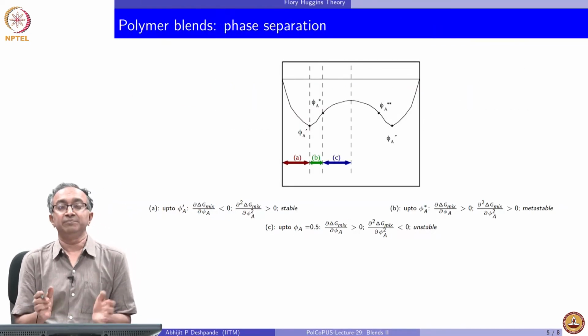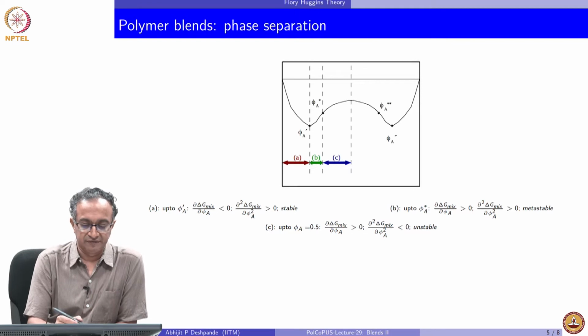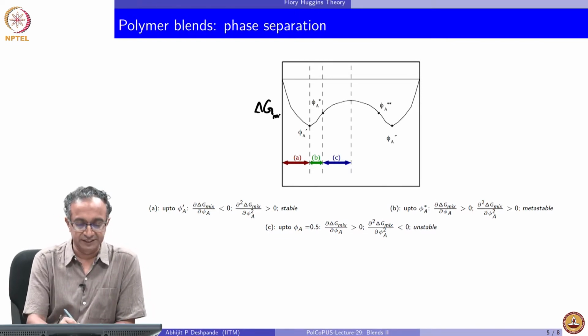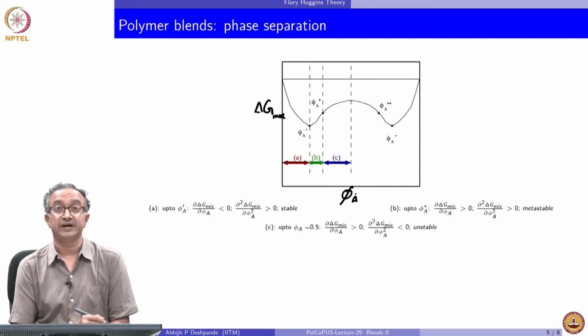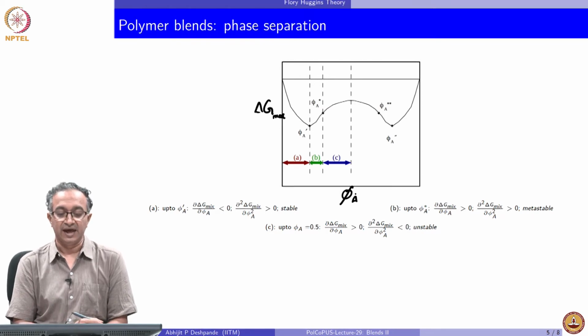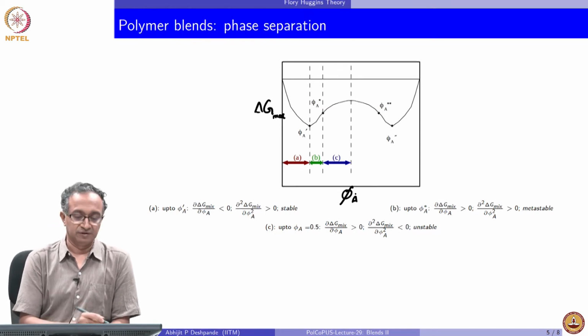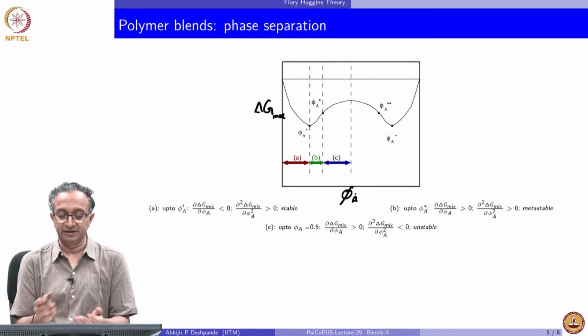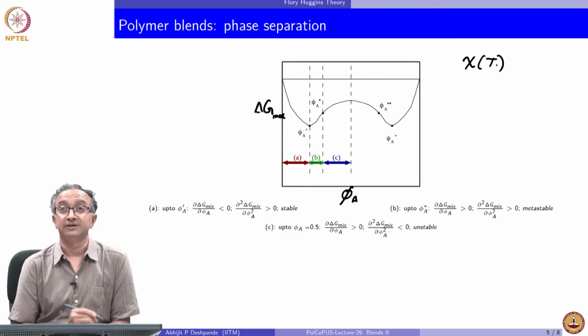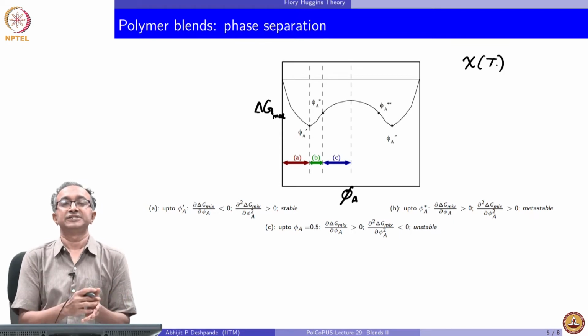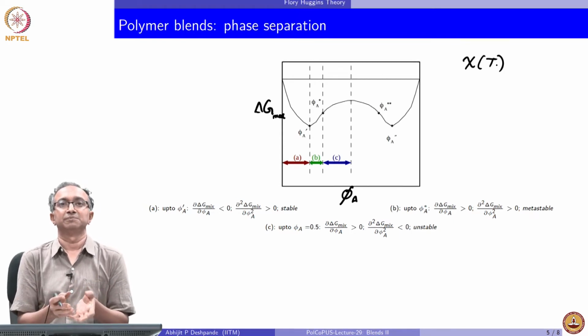So this can also be shown on a plot where we have delta G, the Gibbs free energy of mixing, being plotted as a function of volume fraction of one of the substances, and depending on the Flory-Huggins expression and where the chi is. Chi is a strong function of temperature, and this is understandable because if we change the temperature, we can manipulate the miscibility.